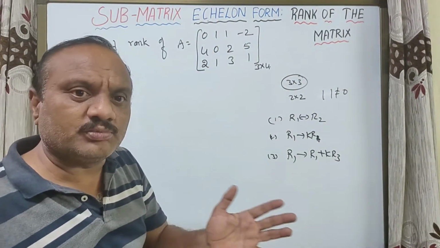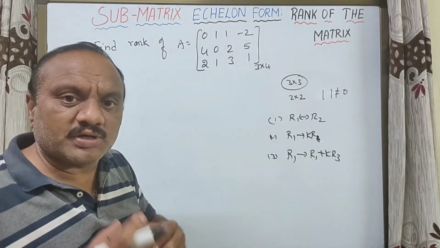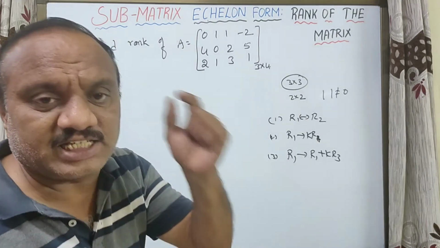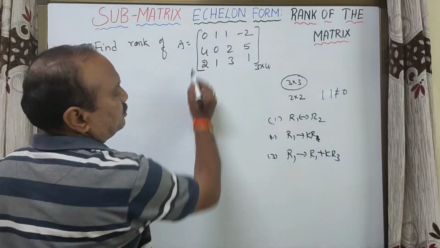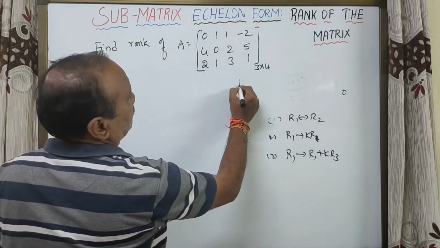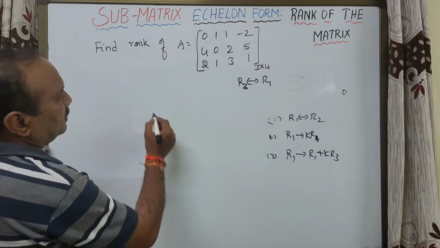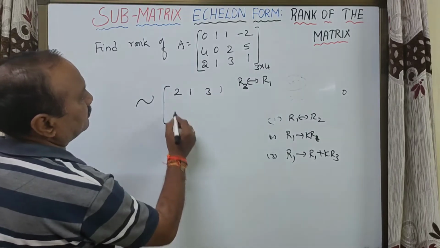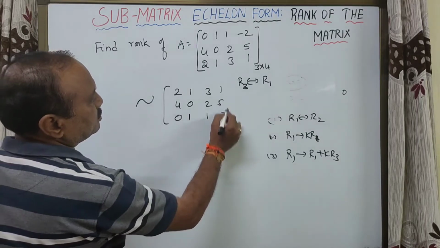Convert this into the echelon form. What is the echelon form? From row to row, the number of zeros must be in increasing order before the first significant figure. See students, in the first row we have 0, so interchange that one like this. Interchange R3 with R1. What you have? Write down the equivalent matrix: 2 1 3 1, 4 0 2 5, 0 1 1 minus 2.